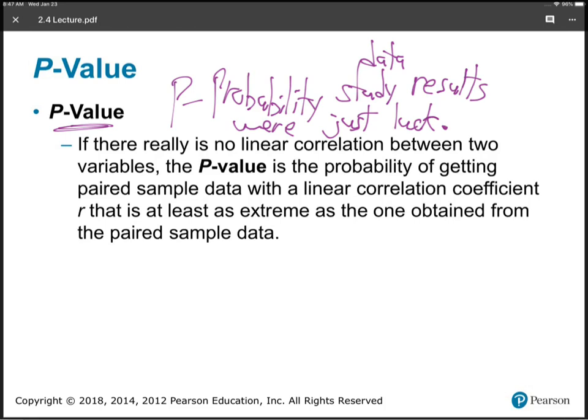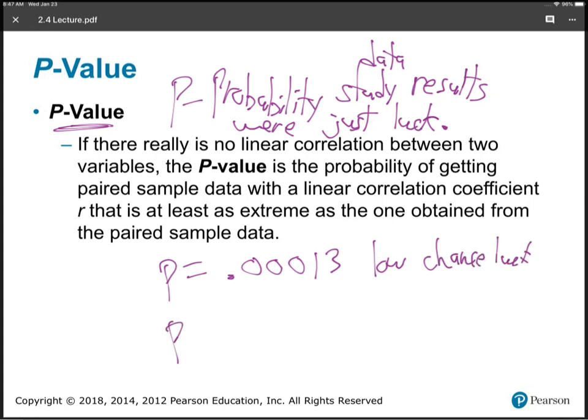So if your p-value comes out super small, like 0.00013, you think the chance of luck is super small. That medicine must be really working. It can't be luck, right? That's a low chance of luck. We believe the medicine's working.